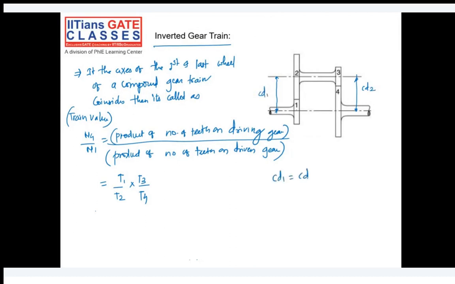The center distance between the first and second gear is the radius of the first gear plus the radius of the second gear, which is equal to the radius of the third gear plus the radius of the fourth gear. Can you further write it in terms of diameter? Diameter of the first gear plus diameter of the second gear is equal to diameter of the third gear plus diameter of the fourth gear. Can you write it like this?